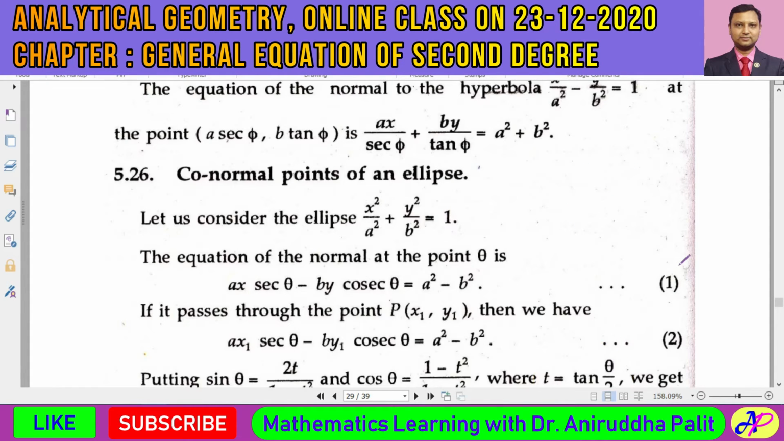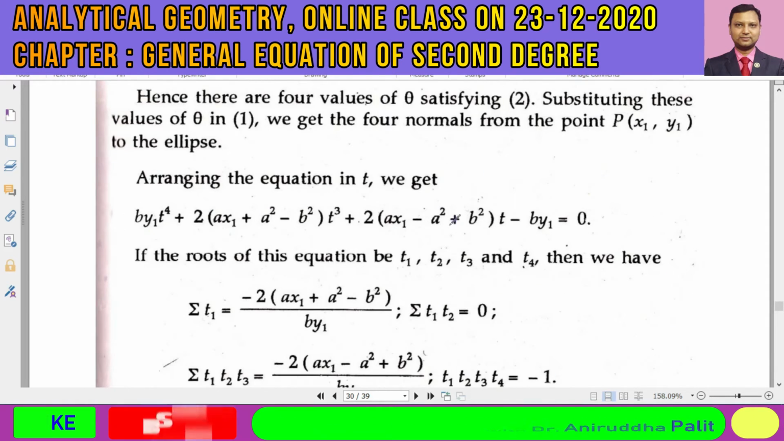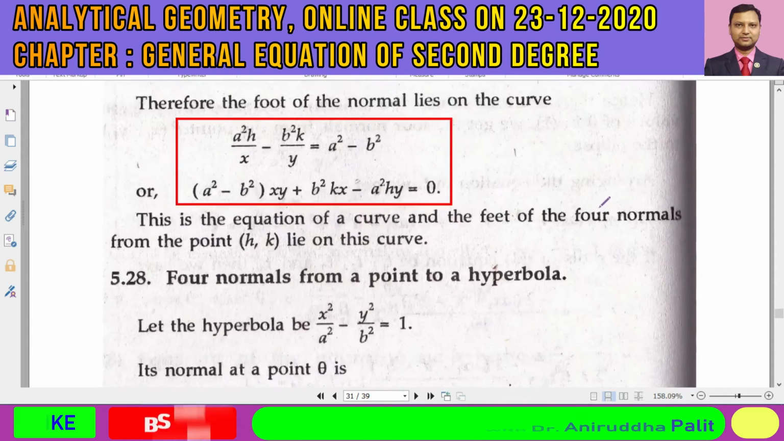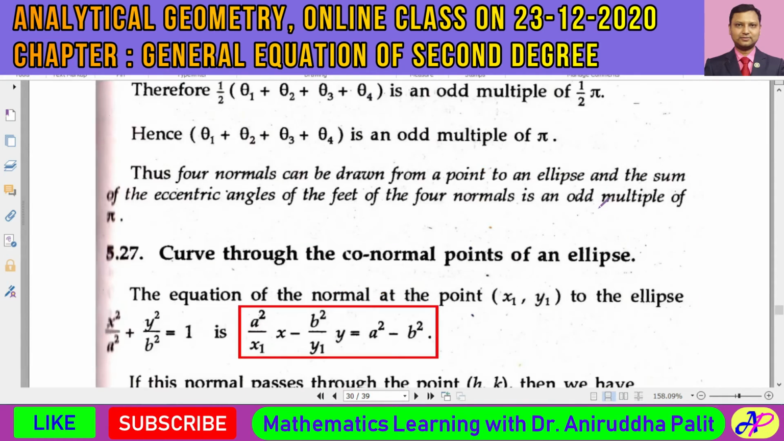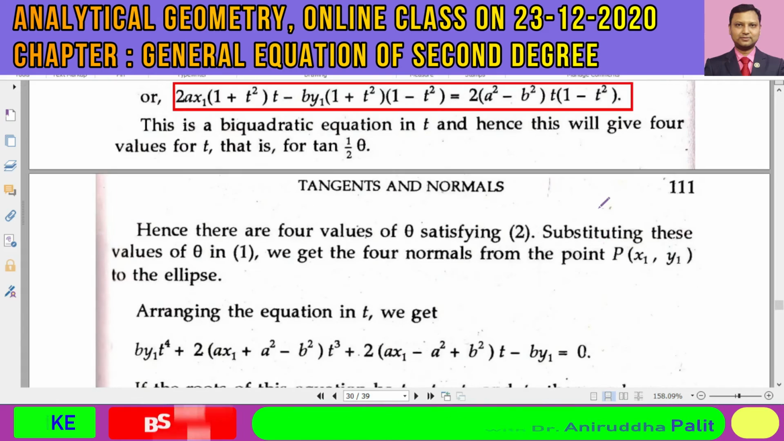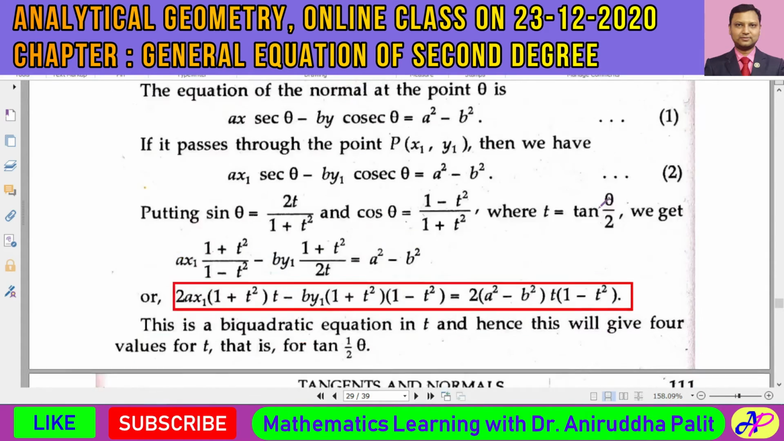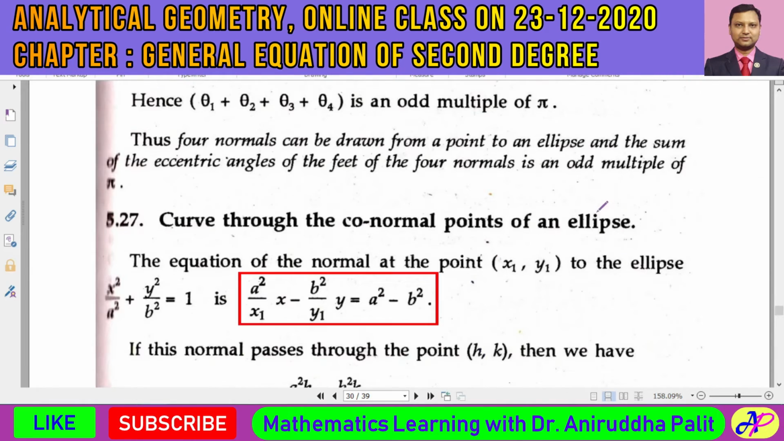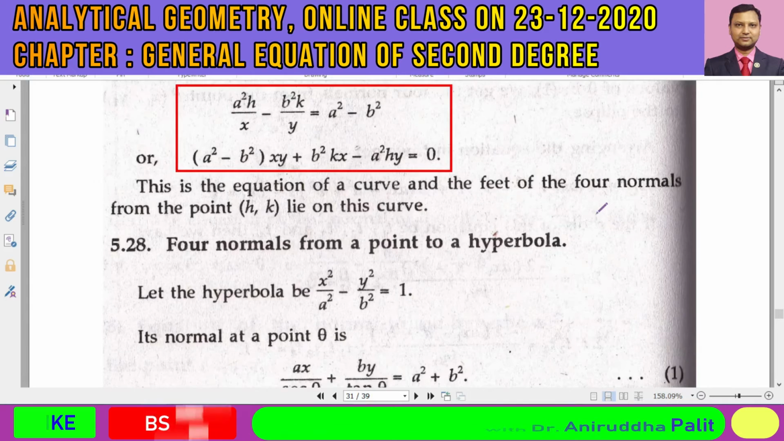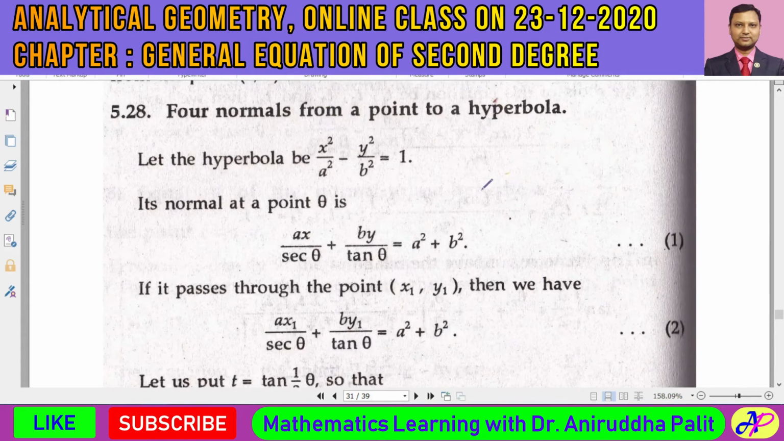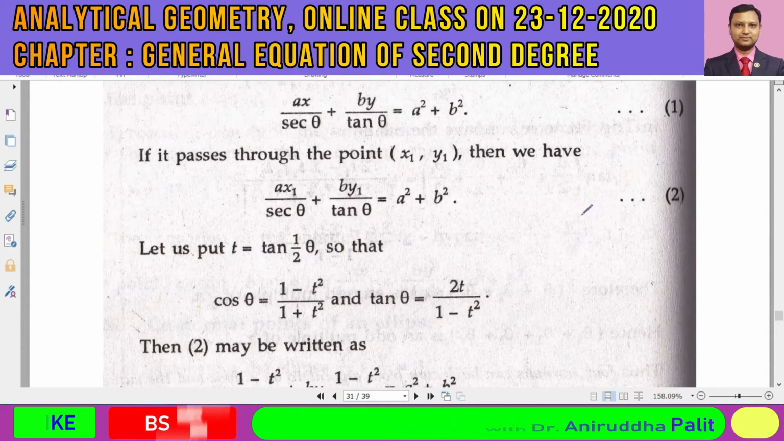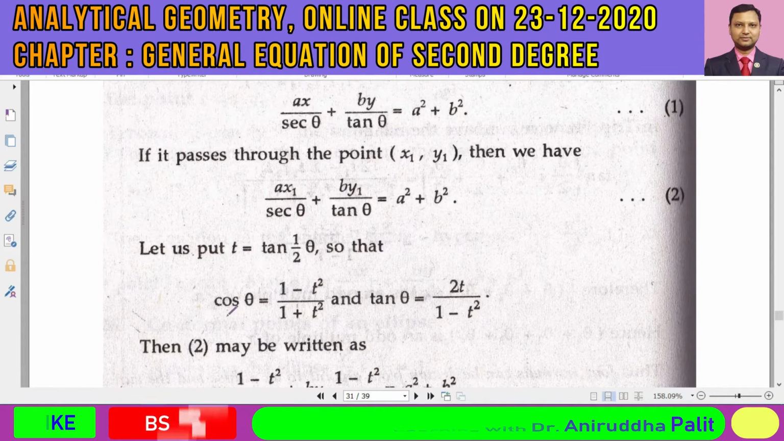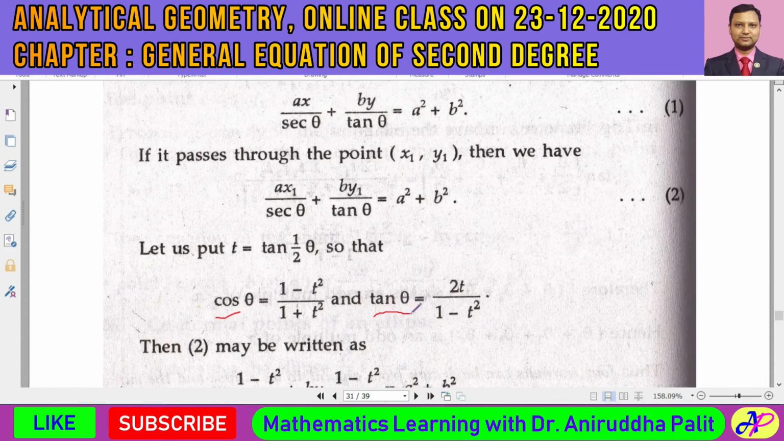Got it? And similarly, in case of a hyperbola as well, if you consider the same technique, I'm not going to discuss the entire deduction. This is the deduction for the hyperbola. Over here again, t is equal to tan of theta by 2. It has been taken in this way. Then cos theta and tan theta can be written over here.